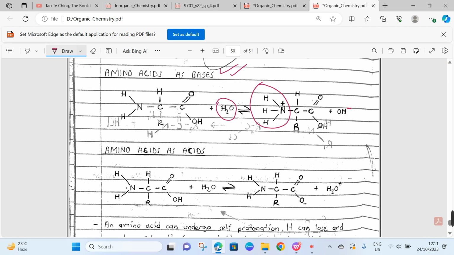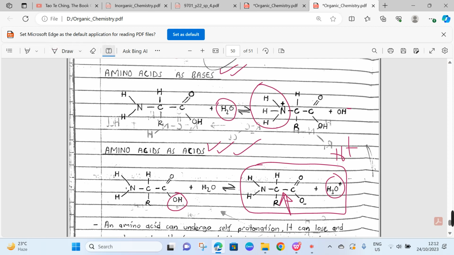In the next subheading, we have amino acids reacting as acids. They donate a proton. This proton on the acid group is given to the water. Water is protonated to form your carboxylate salt and your H+ ion. Now you must also see that these are reversible reactions, showing that the amino acids are weak acids and bases, so they partially dissociate in water.